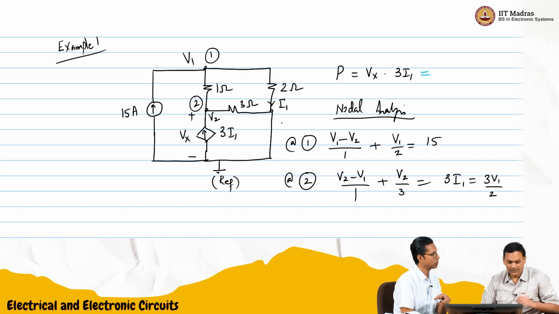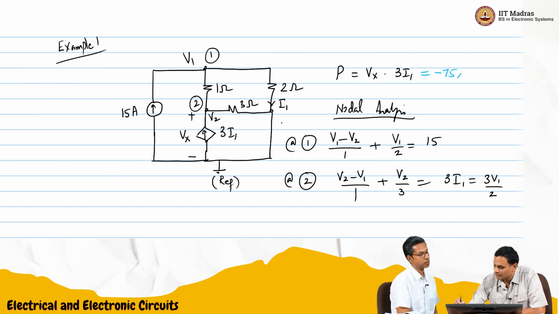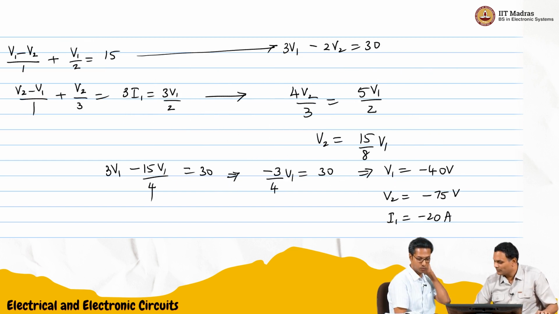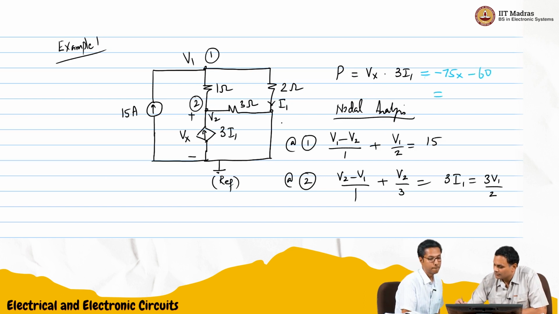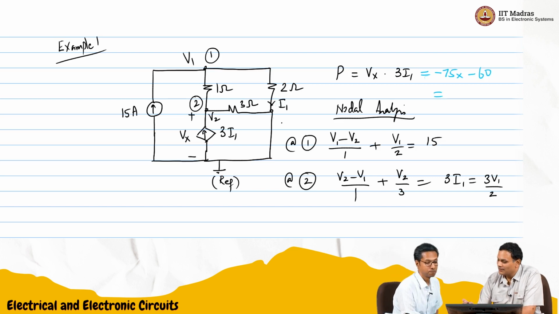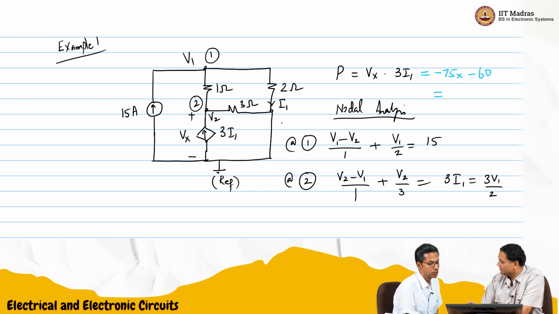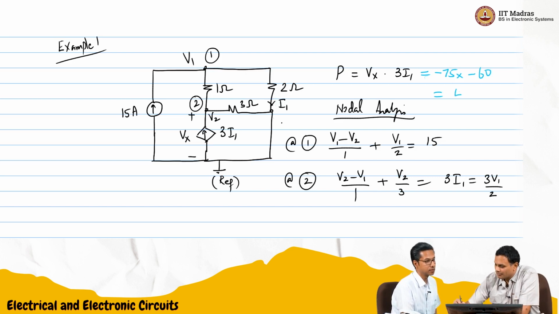So did we calculate the power? No, we have not calculated it yet. So Vx is V2, minus 75. So it's minus 75 into minus 60, because it's 3I1. So this is positive power. So this is actually delivering power, correct. And so 75 into 6 is, let me see, 75 into 2 is 150, 450. So 4500.